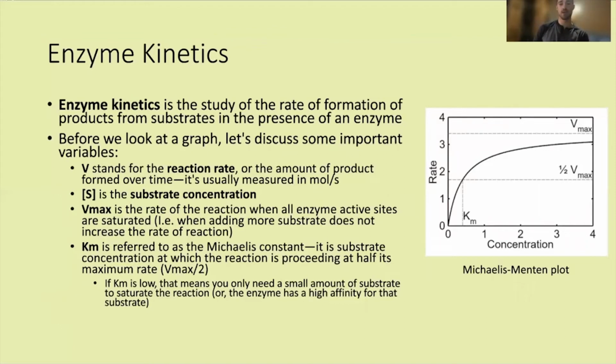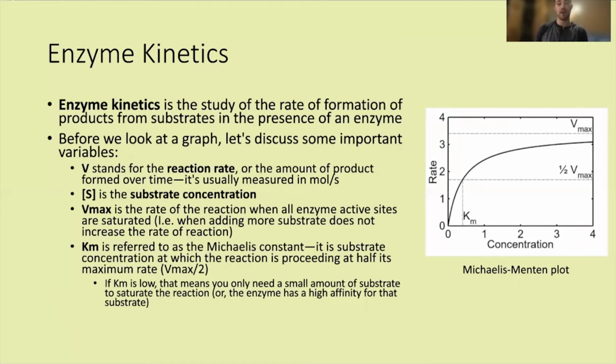V stands for the reaction rate, or the amount of product that is formed over time. It's usually measured in moles per second. So V comes from velocity, obviously. But the rate that we are measuring in terms of enzymes is measured in moles per second, and that's moles per second of product that's formed. The S in brackets is the substrate concentration, obviously.